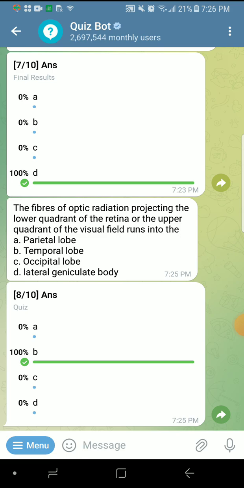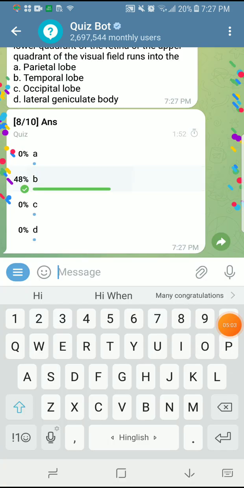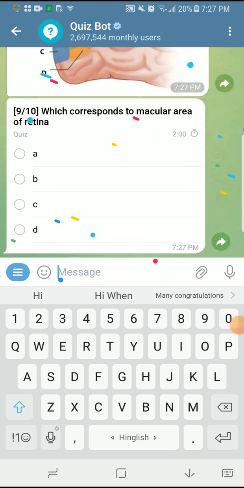Now, the ninth question is also there, but this Telegram quiz is hanging. So let us wait a while. All right, the ninth question.